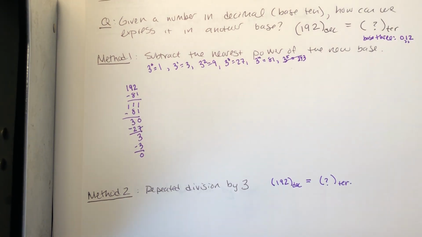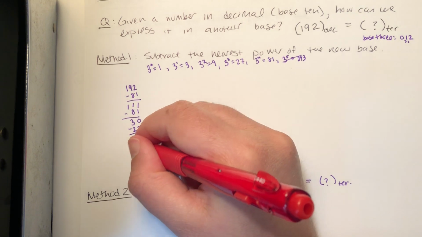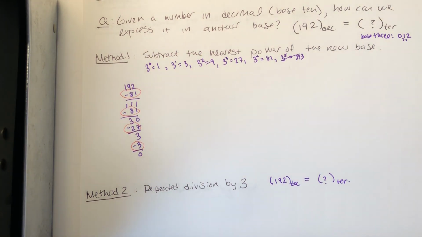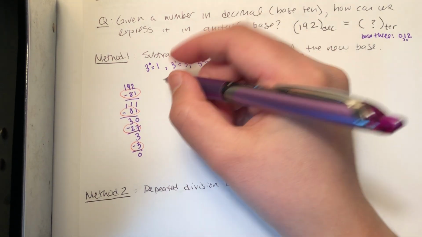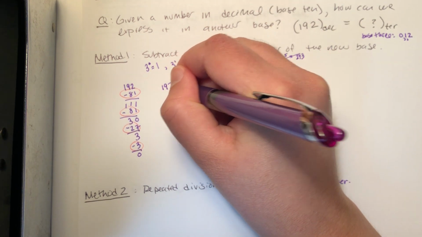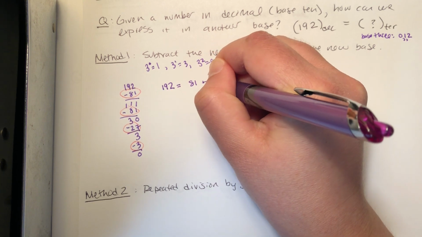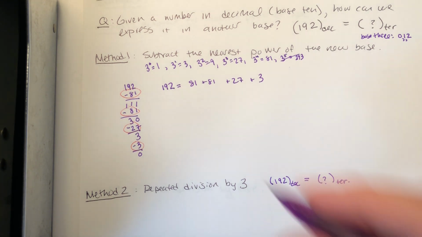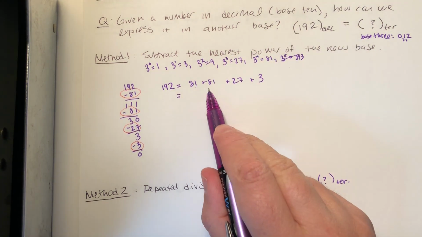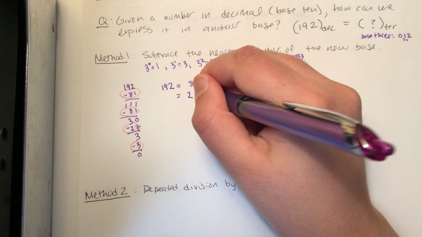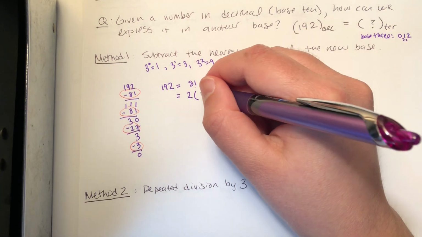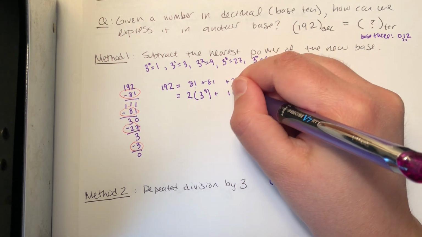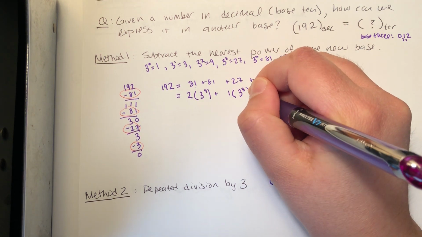What this means is I can pick out 3, 27, 81, 81. I can pick out those numbers here, and I can say that this number 192 can be expressed as 81 plus 81 plus 27 plus 3. In particular, I can express these as powers of 3. So I have 2 copies of 81, which is 3 to the 4th power. Then I have 1 copy of 27, which is 3 to the 3rd power.